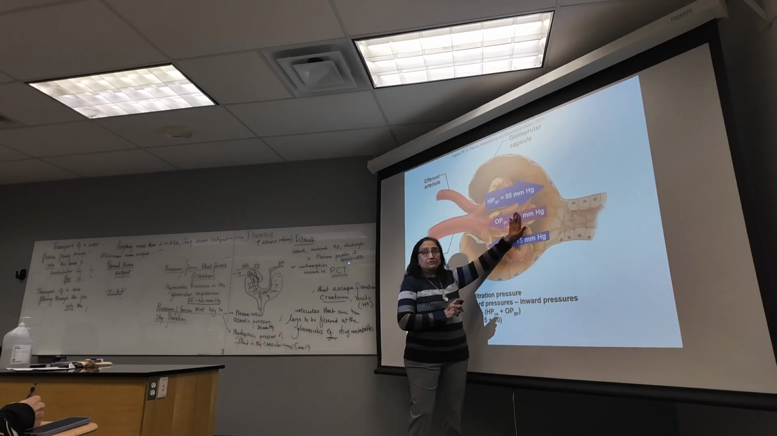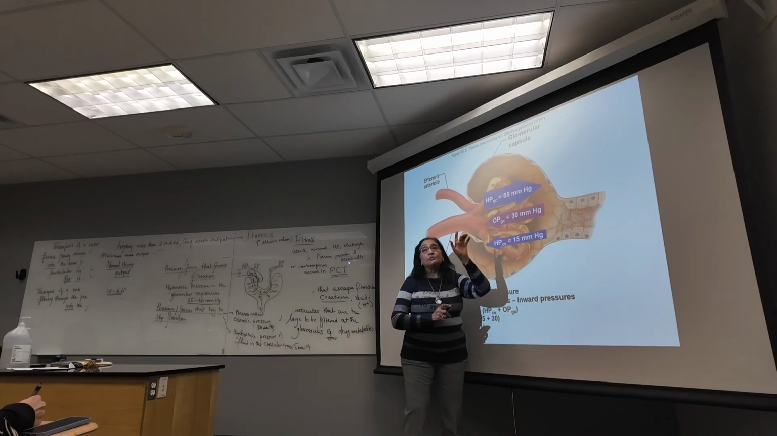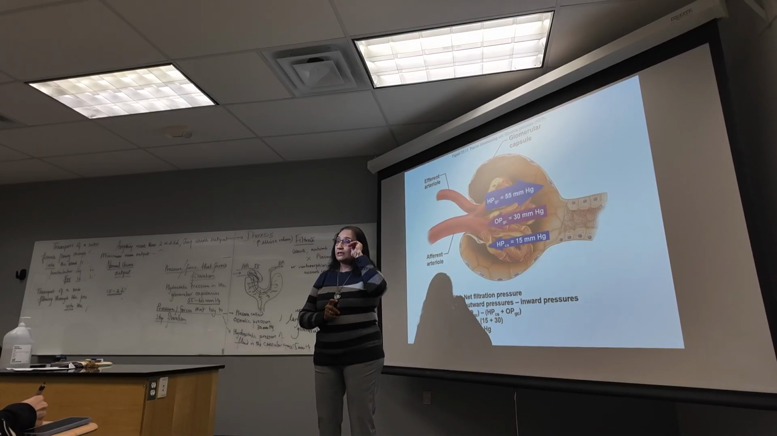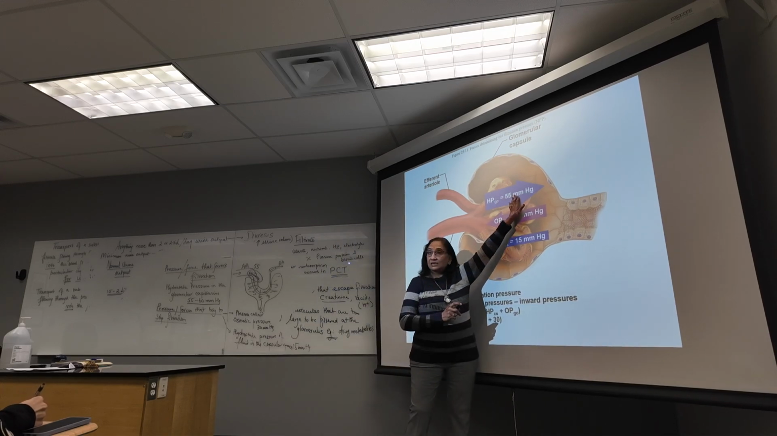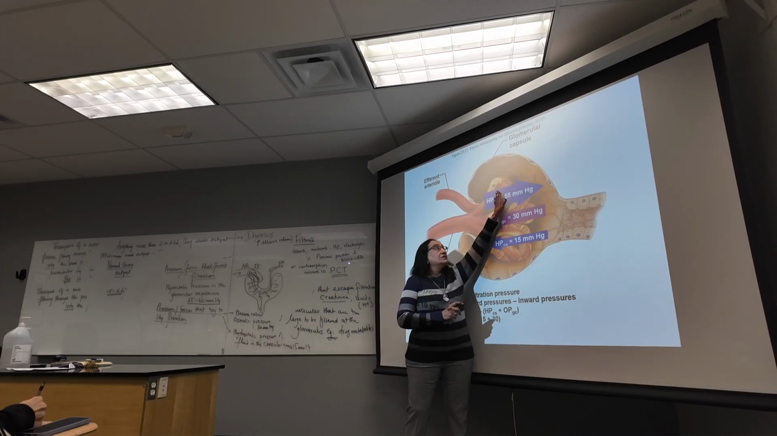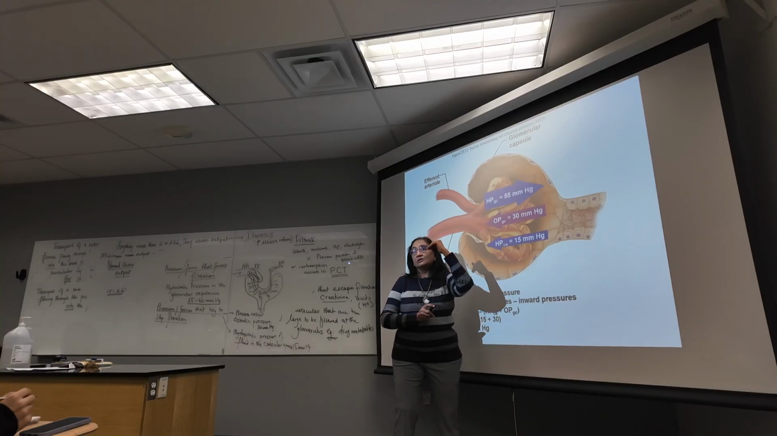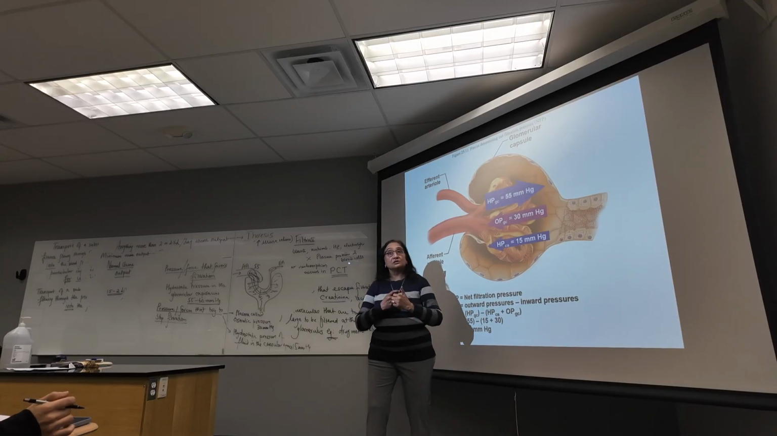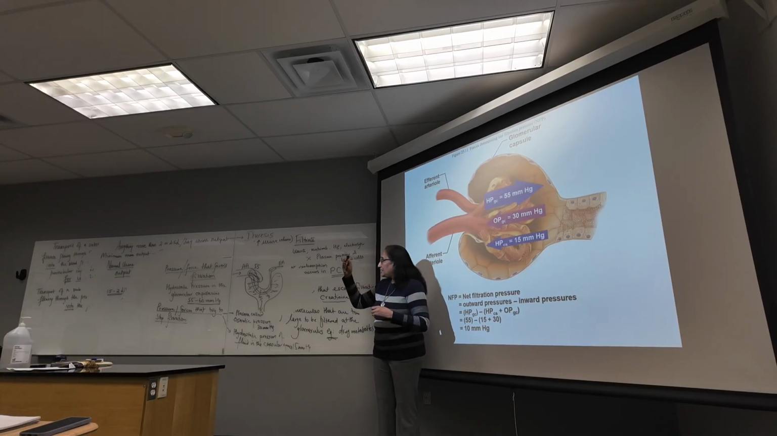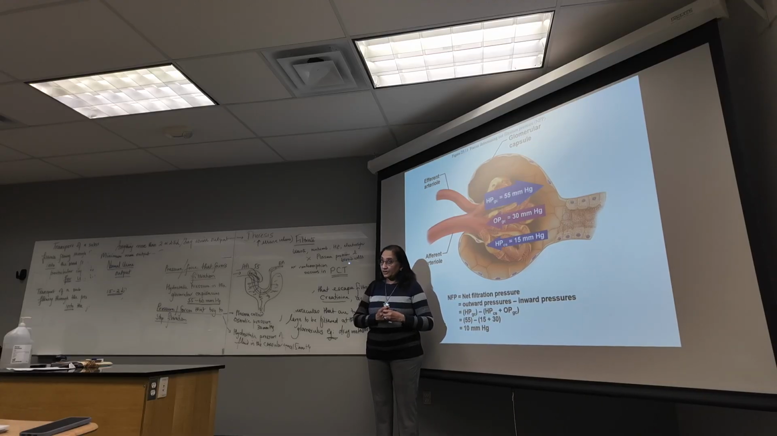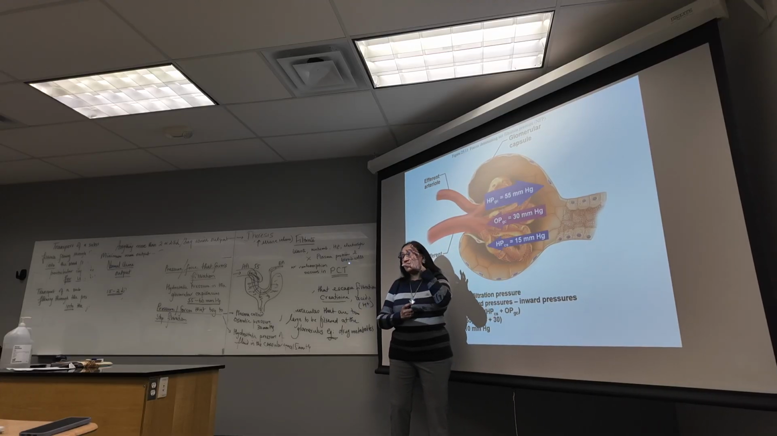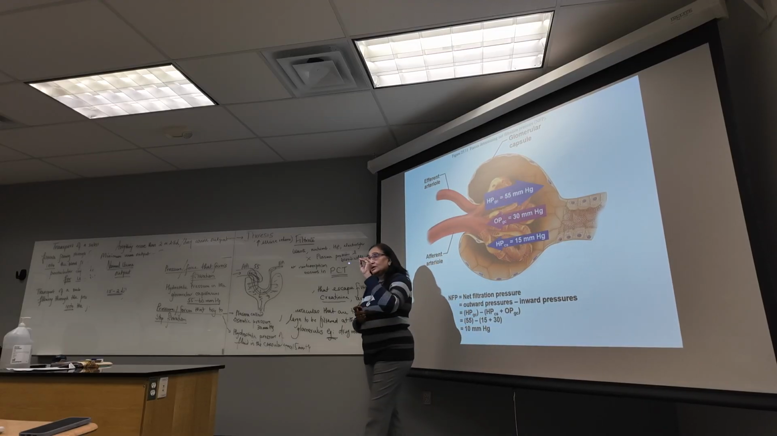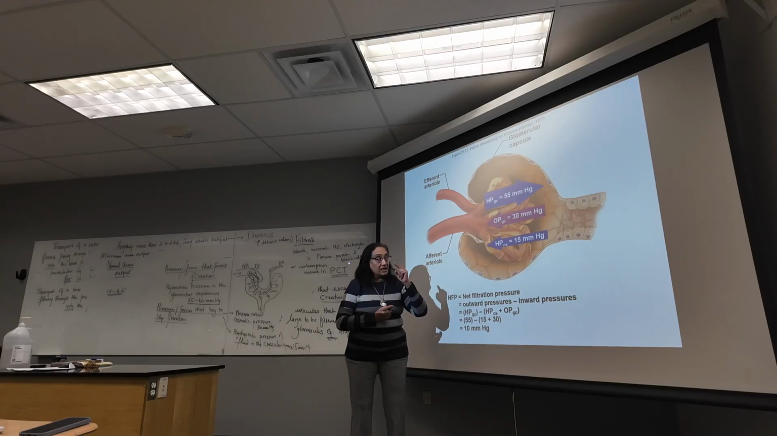None of this changes. What will happen to filtration? Will it increase or decrease or stay the same? It will increase. Exactly, right? So when you do 65 minus 45, you see the net filtration pressure has doubled. So filtration will increase, and the person's glomerular filtration rate is going to be higher. Okay? So you understand how these pressures can affect filtration. So that's one. Now, let's think of another one.